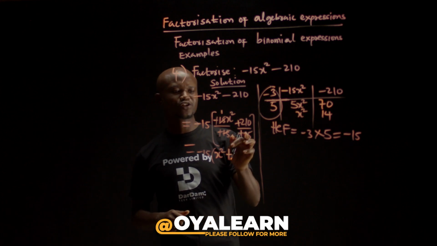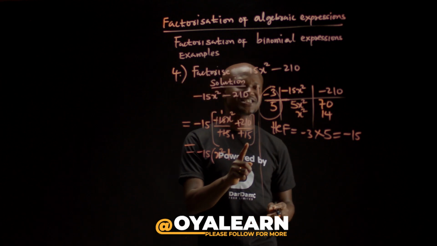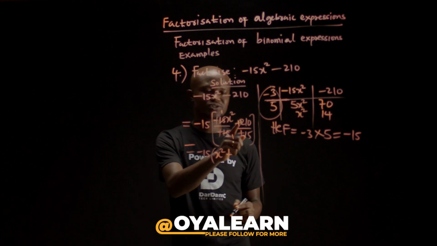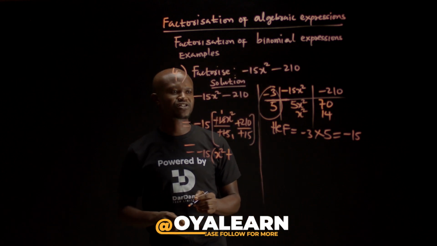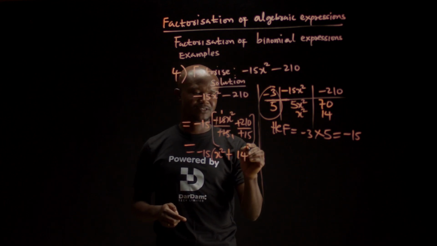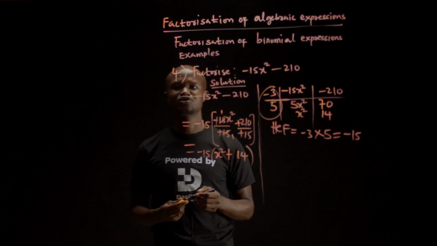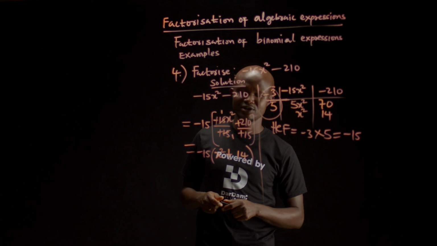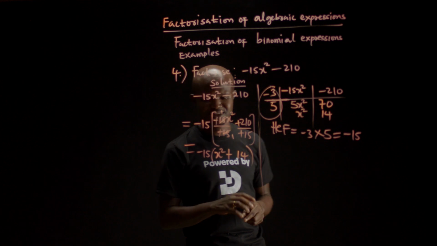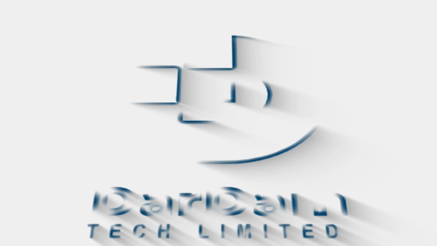Now, we are going to use this to divide this also. Here, that is 210 divided by 15 will give us 14. Because 14 times 15 will give us 210. So in that case, it means that the final answer is now minus 15 into bracket s squared plus 14. That is the solution to the problem.